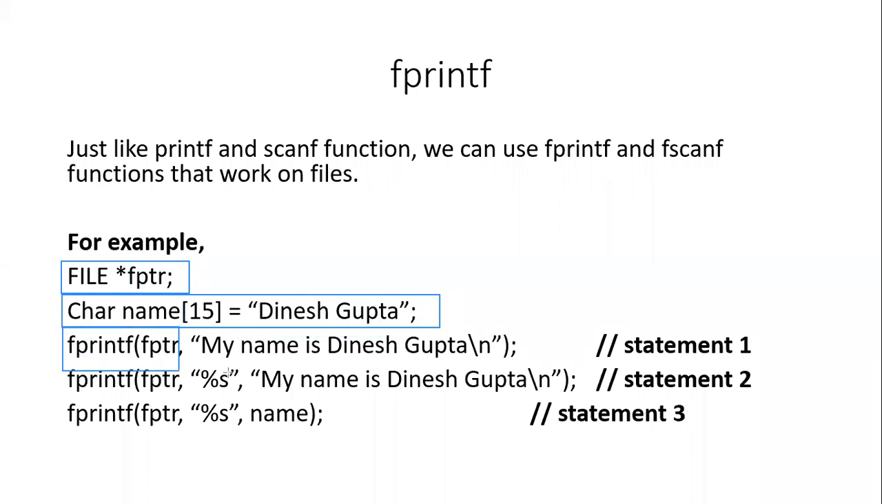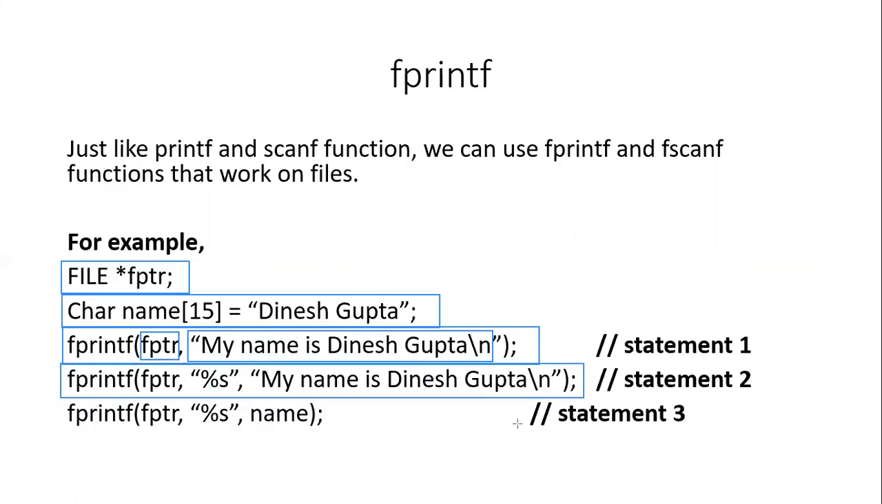The first statement is used to write to a file. fptr is the pointer to that file, and in the second parameter within the double quotes I want to write my name is Dinesh Gupta \n. So what will happen? My name is Dinesh Gupta will be written into the file followed by \n, which means new line.